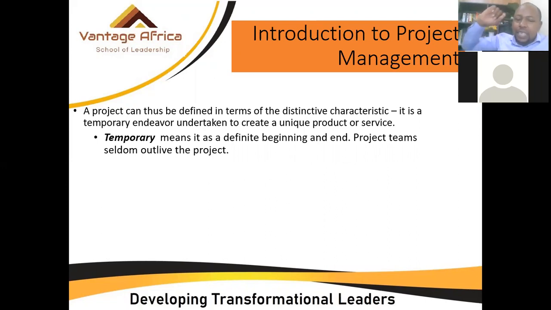This means it has a definite beginning and end. Project teams seldom outlive the project. Now, for those who are doing, all of us, one of the things that we are going to do is come up with a case study project, because at Vantage, we take a very practical approach when it comes to learning these things.